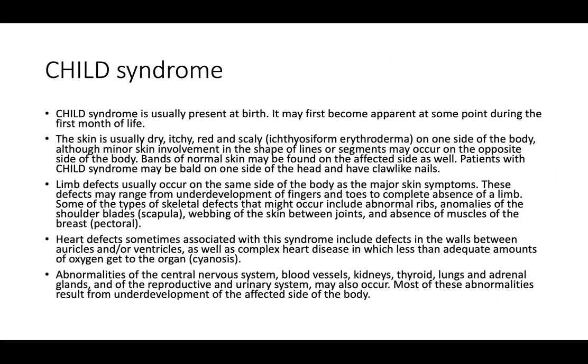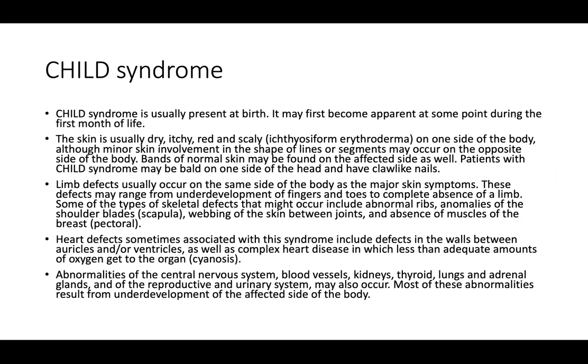A little bit more about CHILD syndrome, a few factoids. So CHILD syndrome is usually present at birth. It may become first apparent at some point during the first month of life. The skin is usually dry, itchy, red, and scaly, as we call ichthyosiform erythroderma, on one side of the body, although minor skin involvement in the shape of lines or segments may occur on the opposite side of the body. Bands of normal skin may be found in the affected side as well.